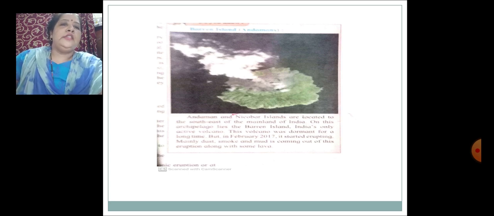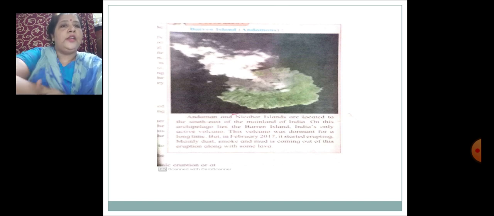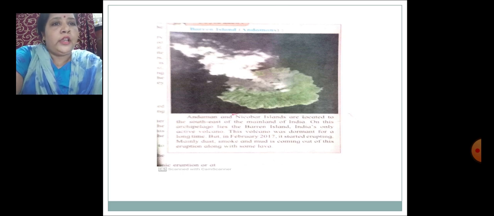Here you can see in this picture, there is the Andaman and Nicobar Islands. Where are the Andaman and Nicobar Islands? They are located to the southeast of the Indian mainland. Here we have one island called Barren Island. This Barren Island has the only active volcano in India.